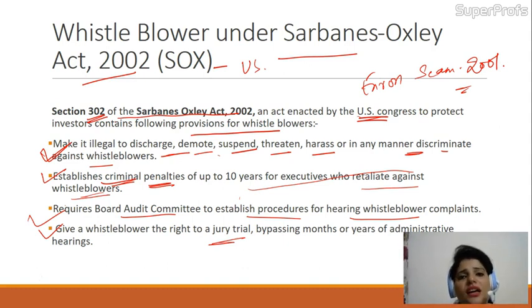I mean, all the time that is required, the months or the years of administrative hearings, that time can be surpassed, and he can be given an immediate jury trial in case of whistleblowing. Now that was the Sarbanes-Oxley Act 2002.